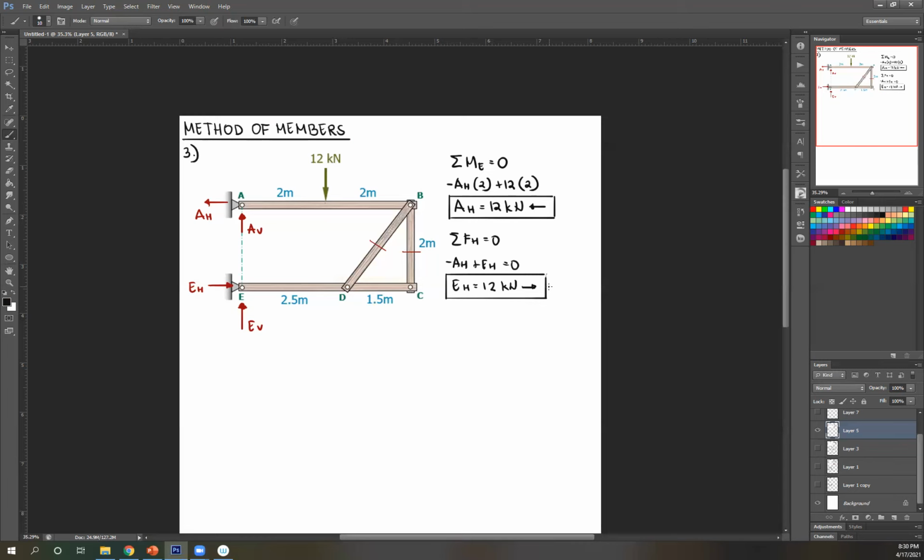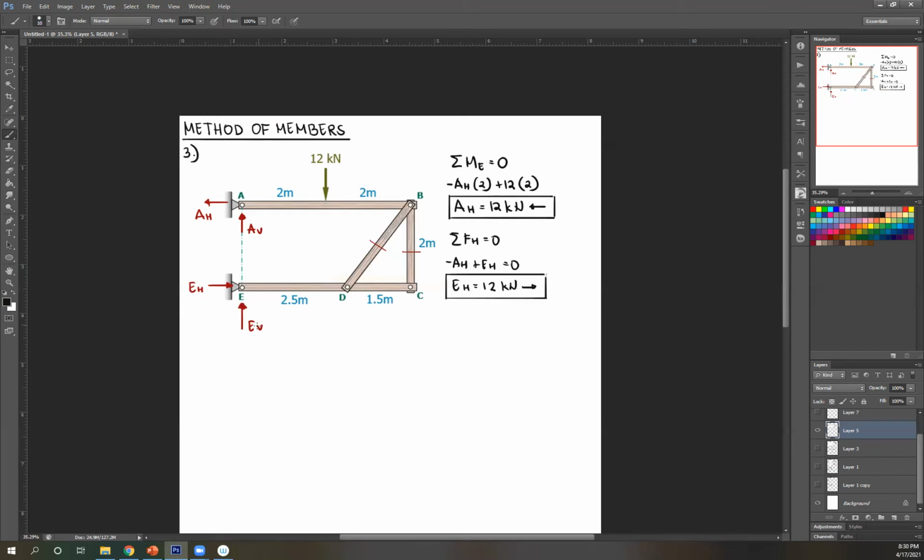Now what? Okay. Now let's try, what if I use summation of forces vertical? So if I use summation of forces vertical, I'm gonna have two unknowns. So you won't be able to solve for anything yet. So now that means I've exhausted all of my equilibrium equations. You're either gonna use method of sections, joints, or members.